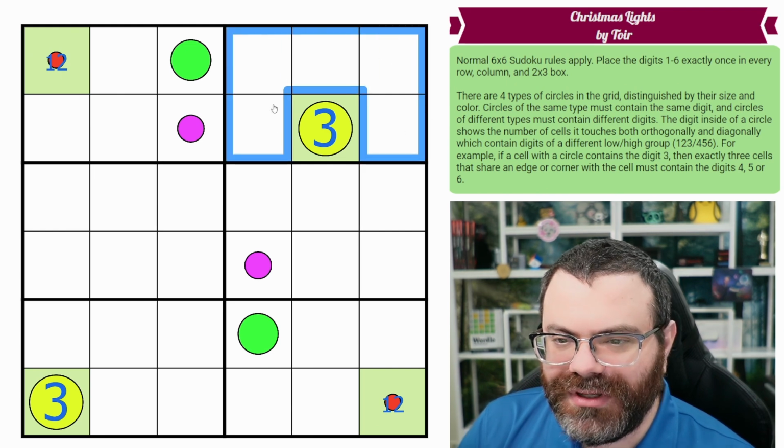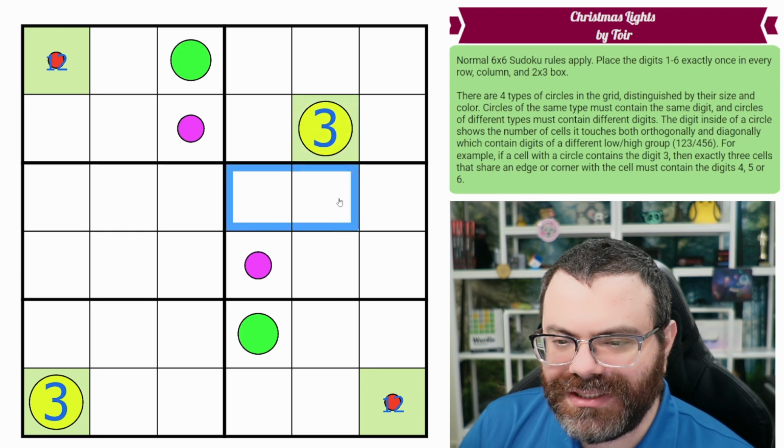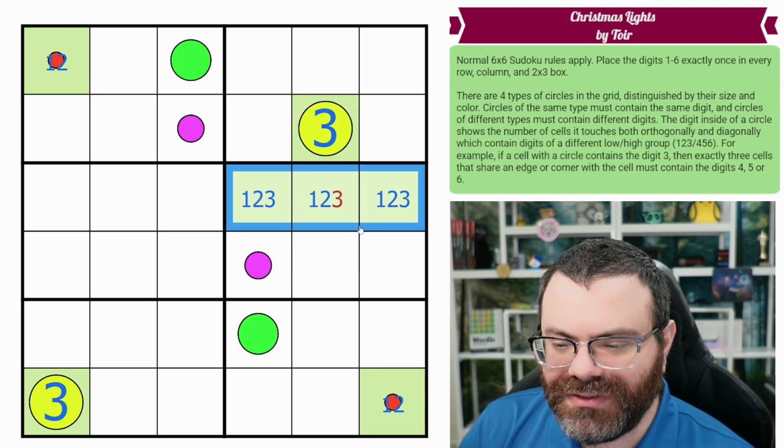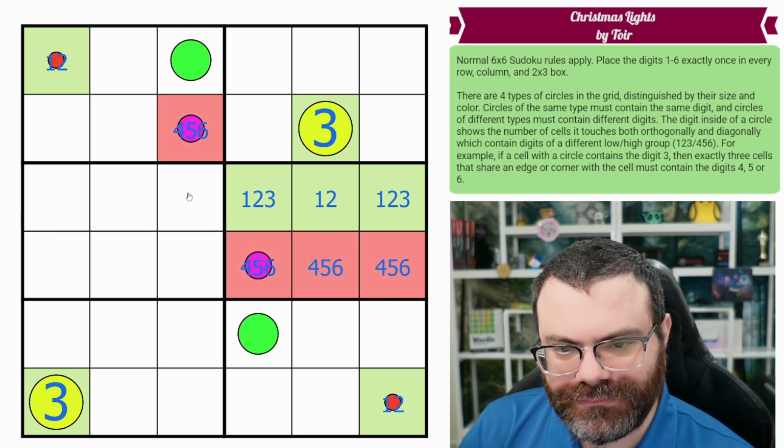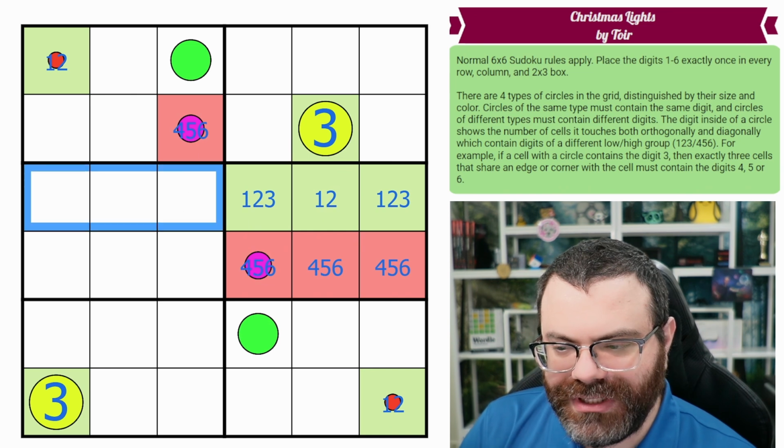It can't see more than 3 reds. It sees the 3 reds here, but it's not allowed to see more. So these are green. That's a 1, 2, 3. That makes these red, 4, 5, 6. That makes this a red, 4, 5, 6. Okay, so then we can stripe this as well. These are red and green.